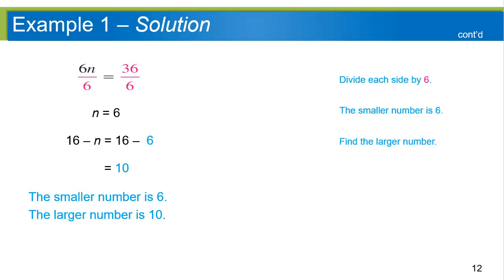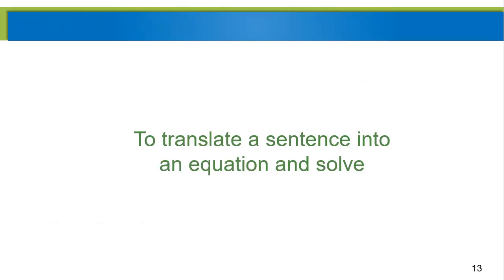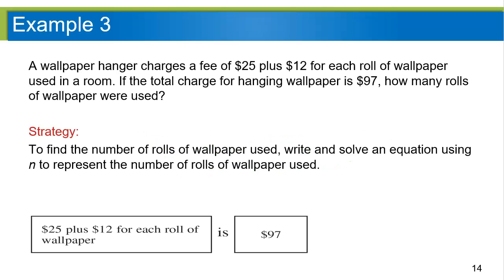Okay, simple, easy. How about translating a sentence into an equation and solving? Well, didn't we just do that? We absolutely did, but now we can do it again with kind of a more word problem-y feel. Instead of just this number and that number, we can actually have some context. A wallpaper hanger charges a fee of $25 plus $12 for each roll of wallpaper used in a room. If the total charge for hanging wallpaper is $97, how many rolls of wallpaper were used?